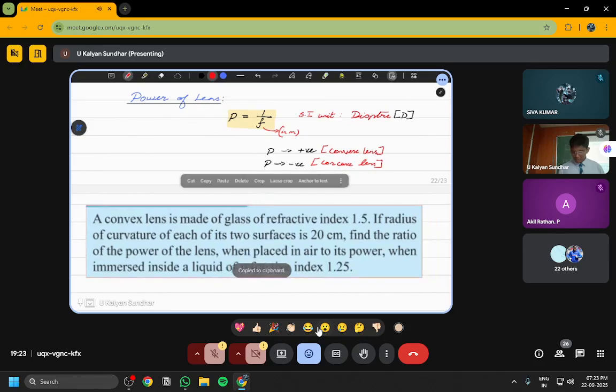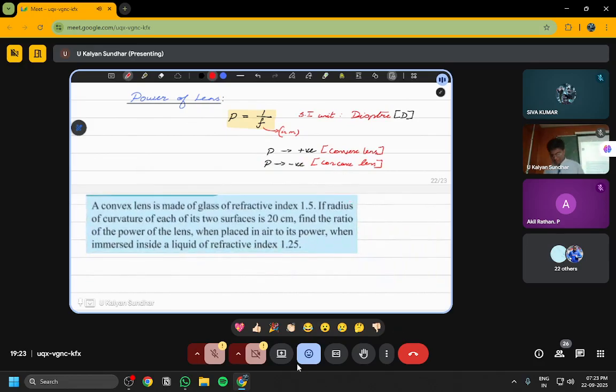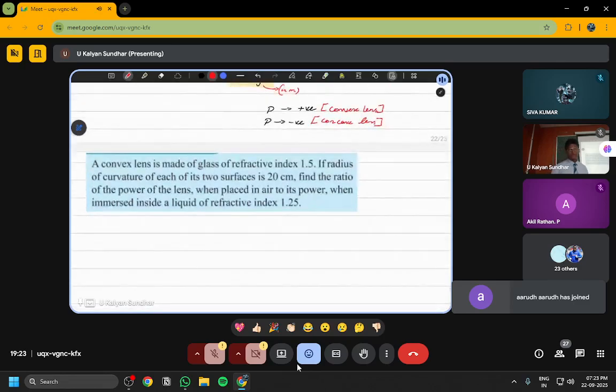This one. A convex lens is made up of glass of refractive index 1.5. If the radius of curvature of each of its two surfaces is 20 centimeter, find the ratio of power of the lens when placed in air to its power when immersed inside a liquid of refractive index 1.25. So airல இருக்கும்போது எவ்வளோ, liquidல இருக்கும்போது எவ்வளோ, அதோட ratio they are asking. P1 by P2.